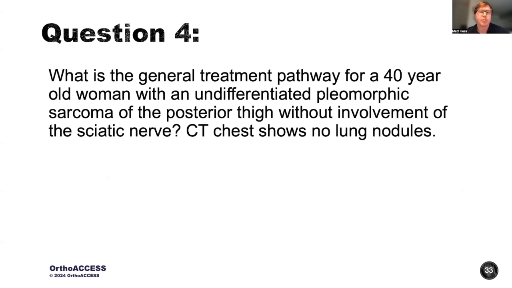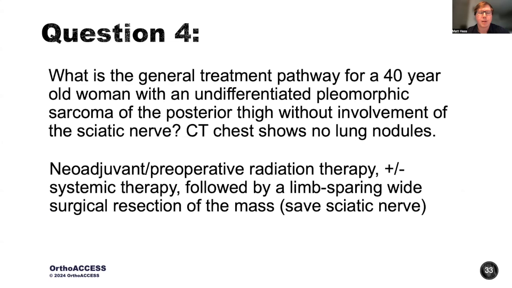Question four, what is the general treatment pathway for a 40-year-old woman with an undifferentiated pleomorphic sarcoma, UPS, of the posterior thigh without involvement of the sciatic nerve? The CT chest shows no lung nodules. Again, this is just touching on the general treatment paradigm for a soft tissue sarcoma. So we typically are going to get preoperative radiation therapy, also called neoadjuvant radiation therapy, plus or minus systemic therapy. It's still pretty controversial, and it's going to be case by case whether or not these patients are going to get some type of systemic therapy, followed by a limb sparing wide surgical resection of the mass, in which we'll try to save the sciatic nerve.